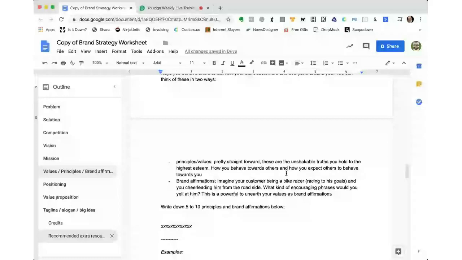I thought this was a fascinating illustration because I was a track coach when I taught high school. I can remember getting to know each one of my athletes, so I would know the things to say to them when they were in the heat of competition. Those became my brand affirmations. Those became the things that I was known for when my athletes would refer to me later. Those things stuck in their head. Brand affirmations. Principles and values, pretty straightforward. These are unshakable truths that you hold in the highest esteem.